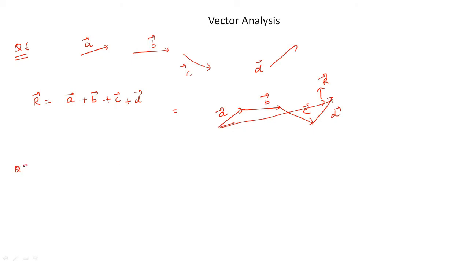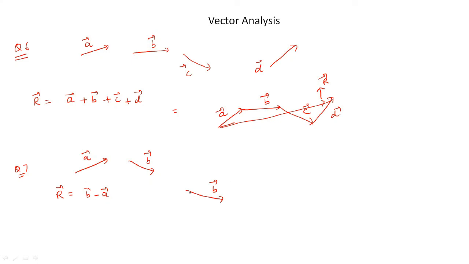Now the next problem is that a vector A is given in this direction and vector B is given in this direction. Here we have to find the vector b minus vector a. So first we will draw the vector b. So it is your vector b. Then we have to subtract vector a from vector b.